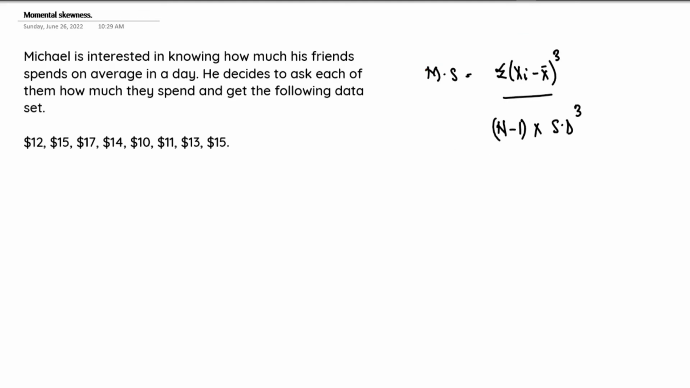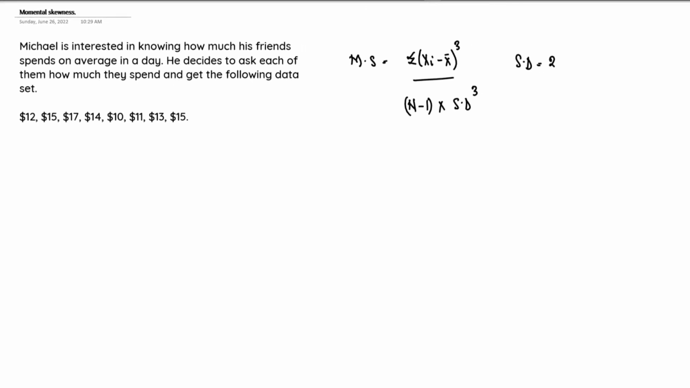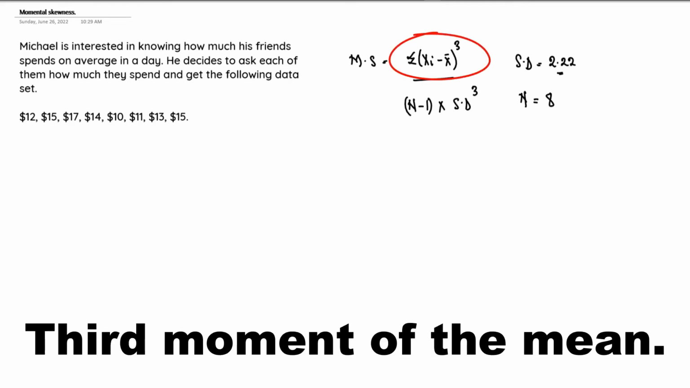In a previous video, we were able to get the standard deviation of this data set. So I'm going to be linking a video on how we got the standard deviation of this data set of ours. According to that video, the standard deviation SD is equal to 2.22. We also need to get the size of the data set, and as you can see, we have 8 of them. So n is equal to 8. The only thing we are left to do is to get the third moment of the data set.